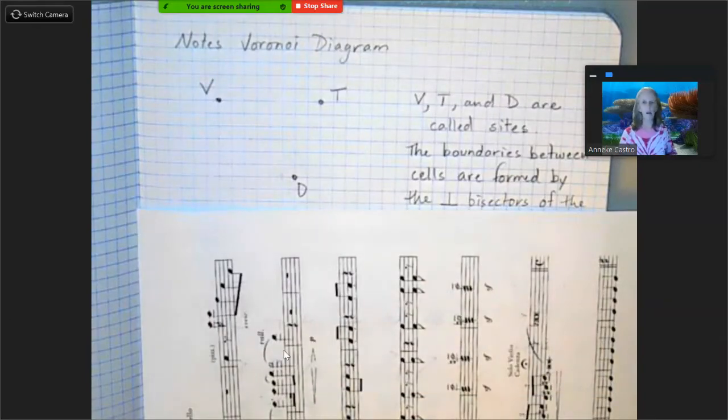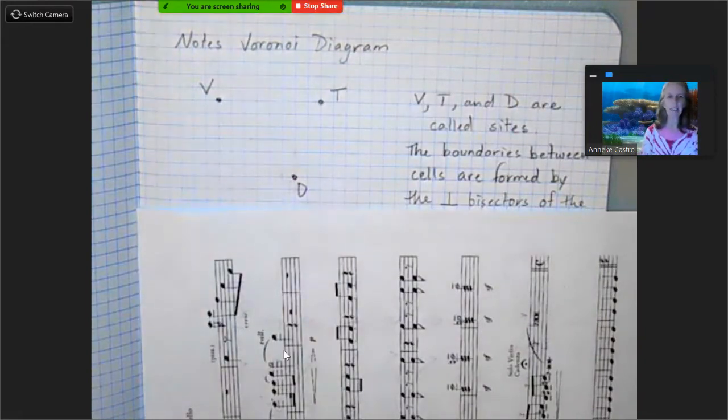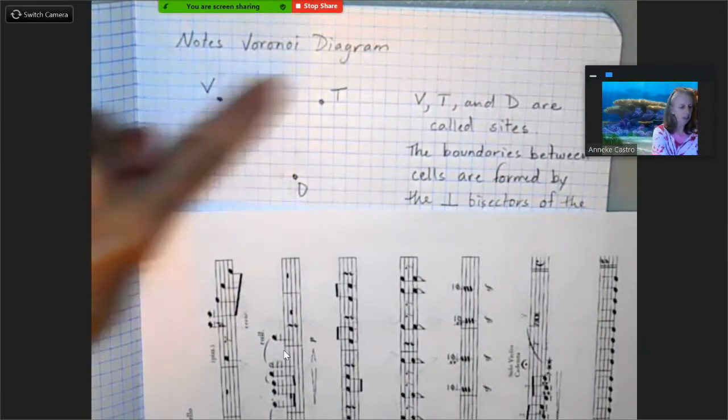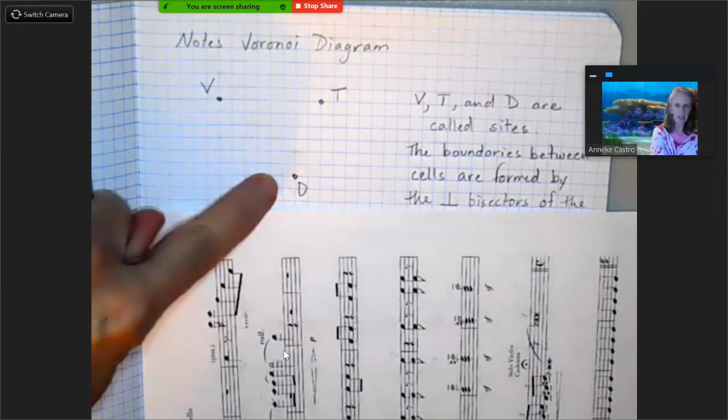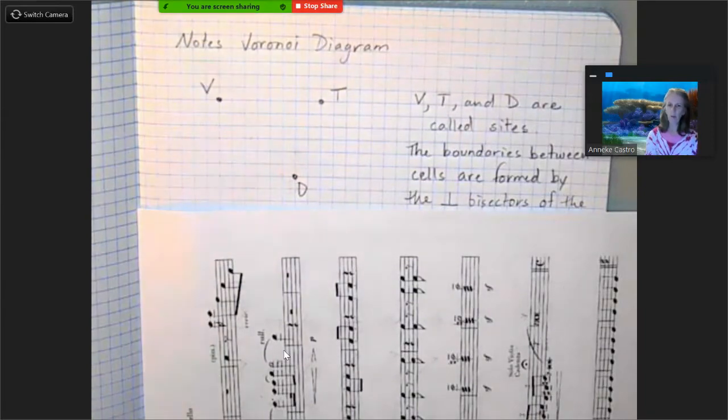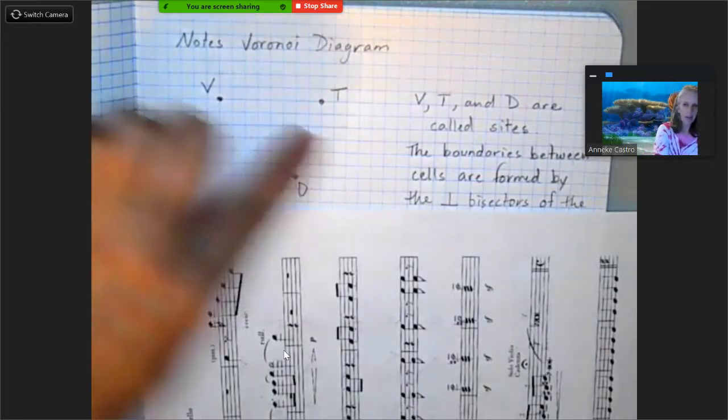All right, so here are our notes about the Voronoi diagram. Hopefully you already have a pretty good idea about how to make a Voronoi diagram. So here is my velociraptor, here's my toxic waste, and here's my dragon. And from our warm-up, we were trying to keep as far away as we could from all three of these things while walking through the middle of them.